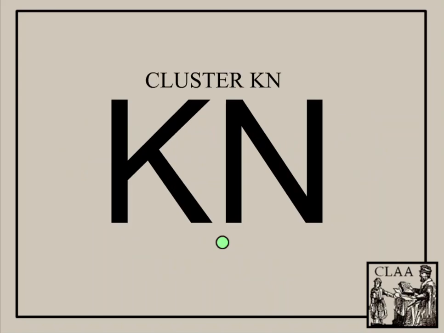We also learned about the cluster KN, and we said that in Middle English this is read as kn. In modern English this changed. The K became silent, and this is read simply as n. Let's look at an example.